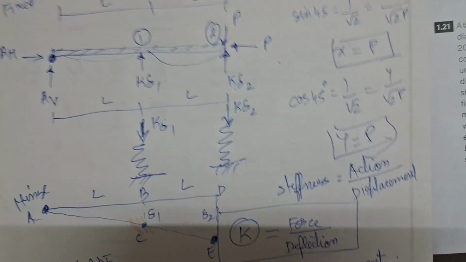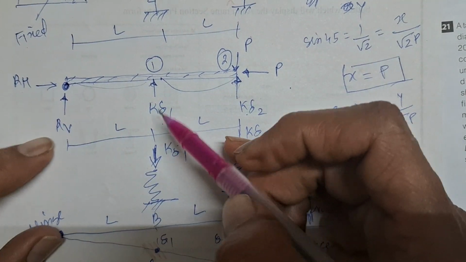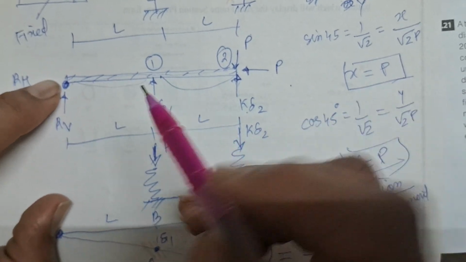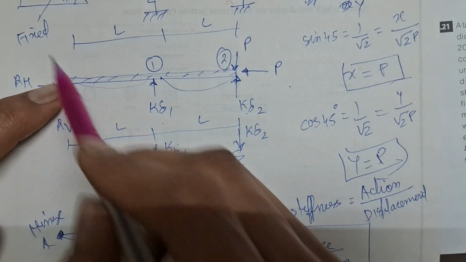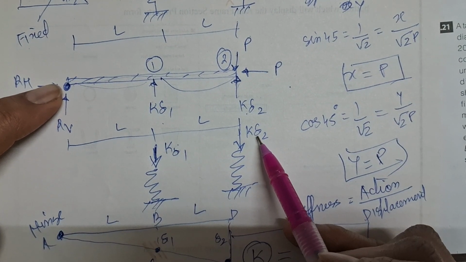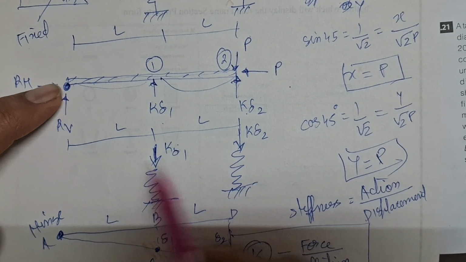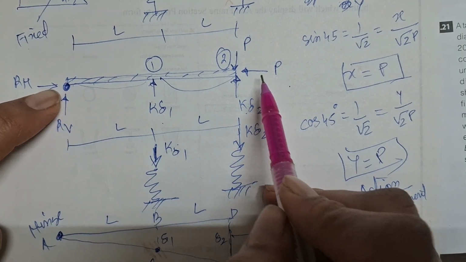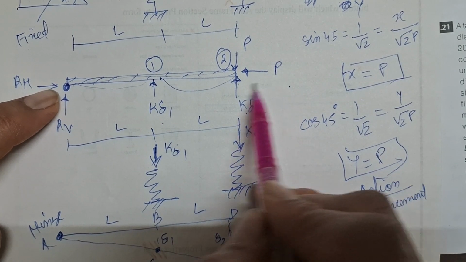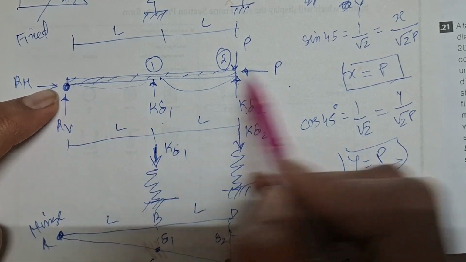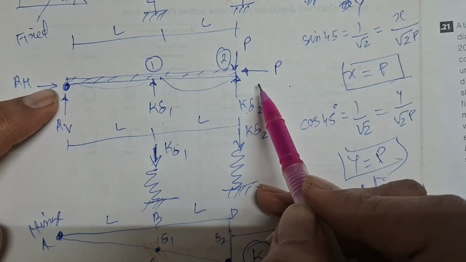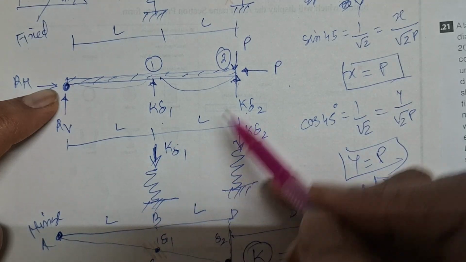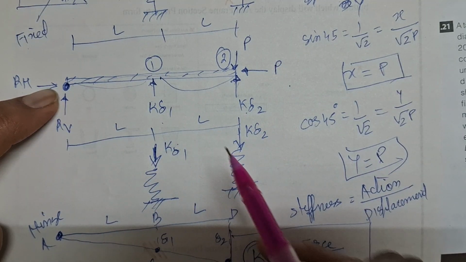So what will be the answer? See here, K delta 1 is going in clockwise direction. I am putting my finger here. So K delta 1 into L, again K delta 2 into the perpendicular distance 2L. And this P which is in horizontal direction is passing through this point, so it will not be counted. Perpendicular distance is 0, but this P vertical component is going in anti-clockwise direction, and the distance is 2L.